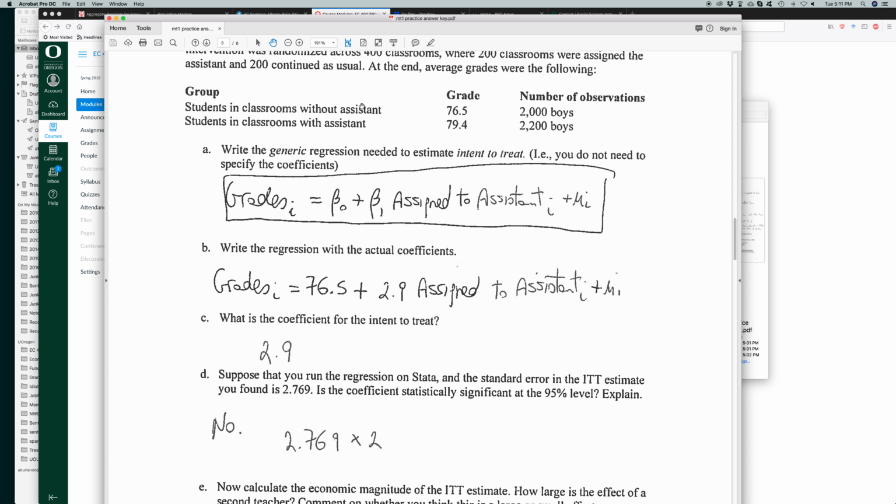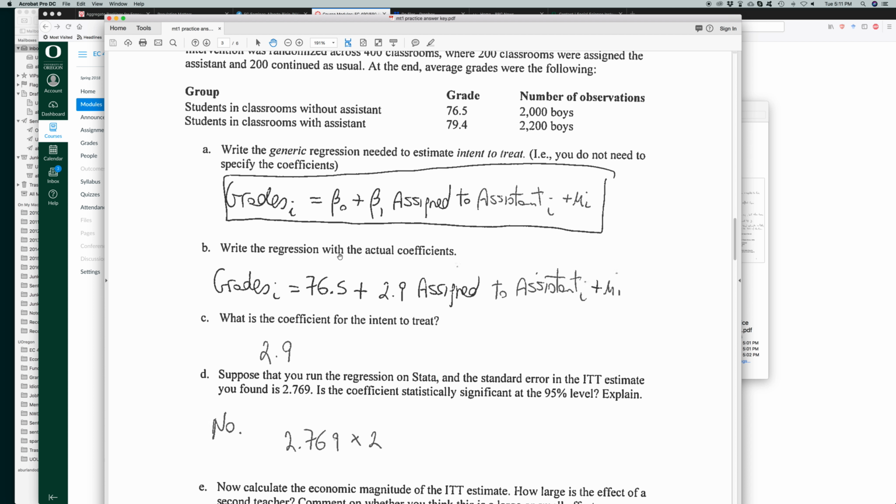What we need to do here is create a dummy variable equal to 1 for those students that are assigned to an assistant. So here it is, this is the dummy variable assigned to assistant. This is equal to 1 if you were assigned to the treatment. Then we regress grades on a constant term plus beta 1 times the intent to treat, which is assignment to the treatment, plus an error term. This is the intent to treat regression.